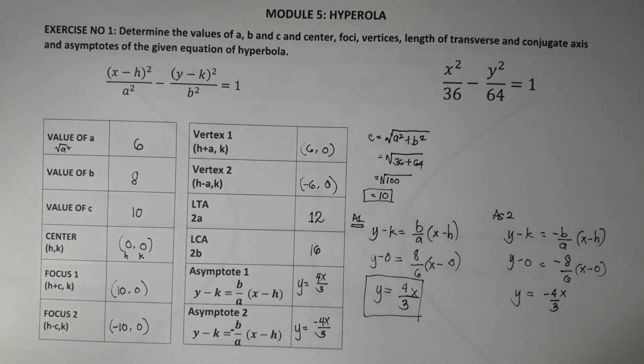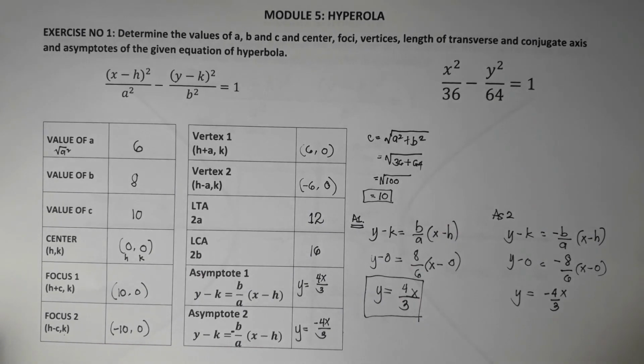That's it. So, we were now able to identify the parts of the hyperbola with the equation x squared over 36 minus y squared over 64 equals 1.